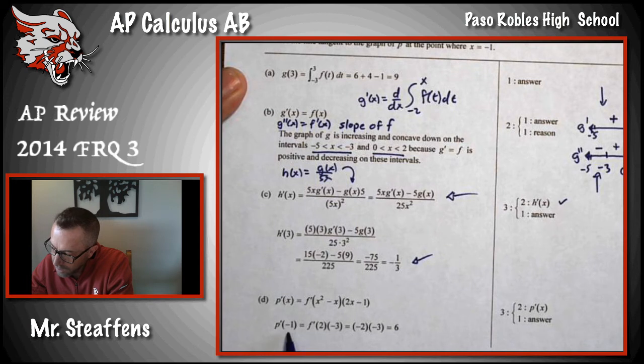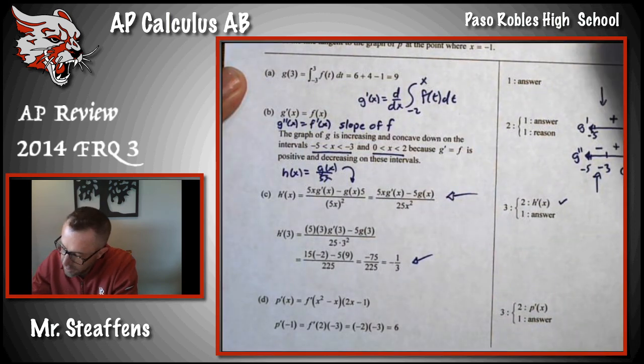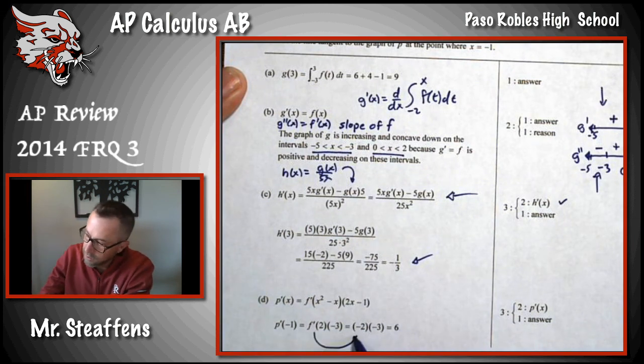So I plug in a -1 and I plug in some -1s here, so that gets me f prime of 2. I have to remember, what is f prime of 2? f prime at 2 is the slope of f at 2. So I go over to 2. It's going downhill at a slope of -2. So f prime at 2 is -2. So my grand total is 1.